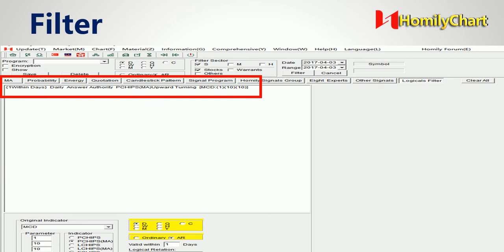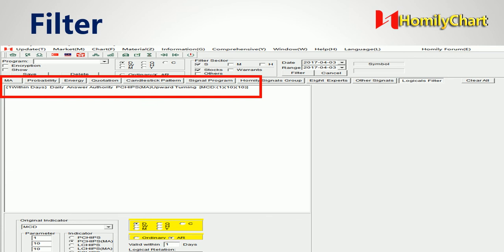Because if we select the multicolor and the red profit chips more than 50, so many stocks will come out, right? And you should know, this red column is in or it's above 50. Many investors want to find stocks which the bank money just got in. So you can use this method: the red column just appeared. Click change the parameter to 1, then profit chips moving average upward turning, click add. Then you can select some stocks which have the bank money just in.